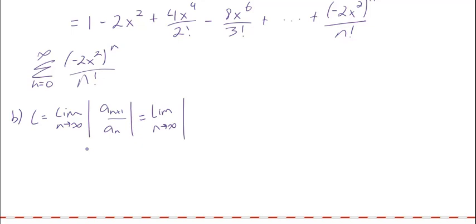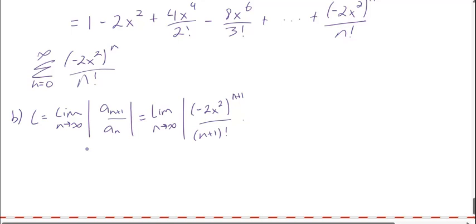There's a variety of things we can do here. I'm going to write it out. Negative 2x squared over n factorial. Oh, sorry, not squared. To the n plus 1 over n plus 1 factorial, times, copy dot flip, n factorial over, what do I have? Negative 2x squared to the n.